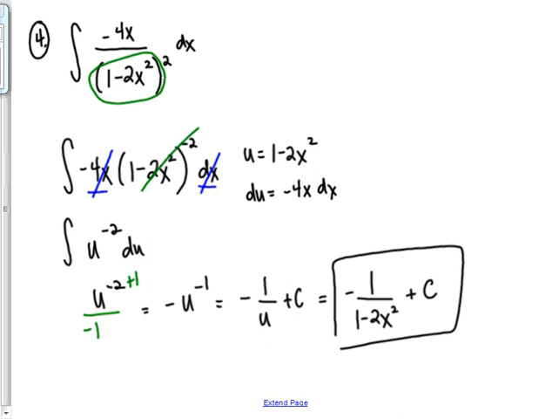Alright, so now, sometimes we don't have what we need for du. If it's just off by a constant, by a number, then I'm good. If I'm off by an x, then I can't do u substitution. I have to do a whole other method. But let's do some that are just off by a number. Alright, integral of x times 3 minus 4x squared squared dx.